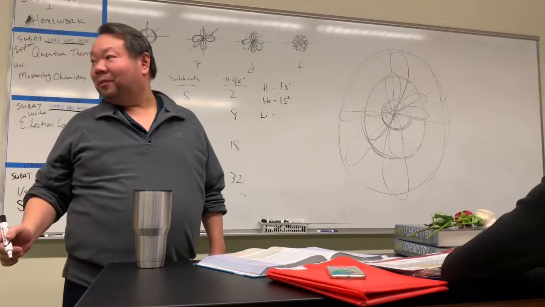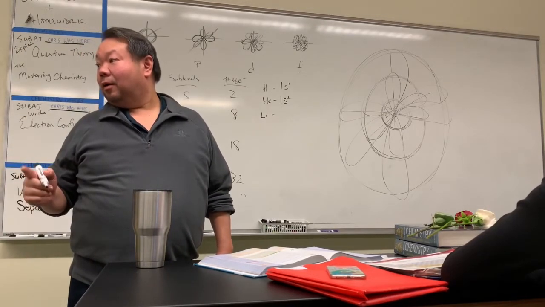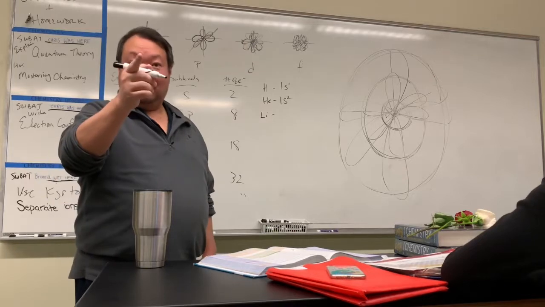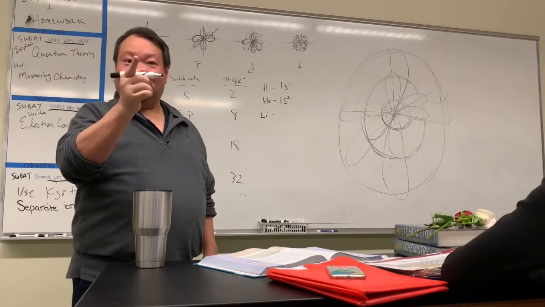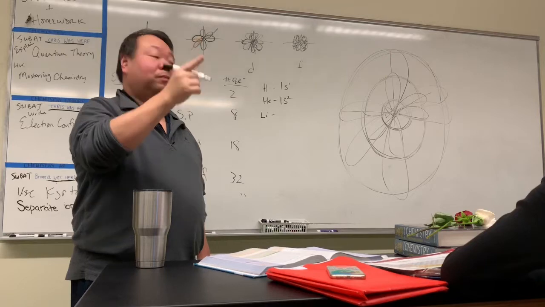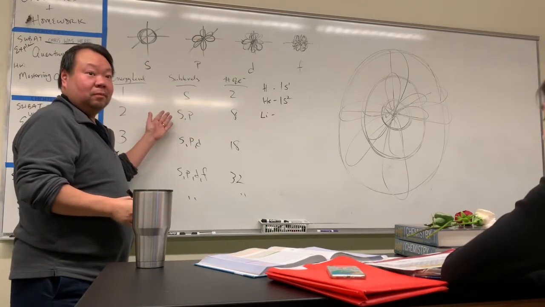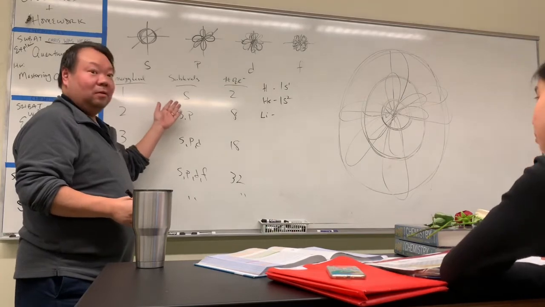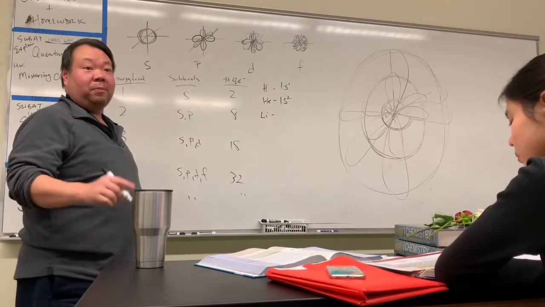Dakota. 1s1. Wrong. 2p3. Wrong. 1s, 2p1. So close. 1s2, 1p1. There's no 1p. There's no p at that level, so you can't say 1p.